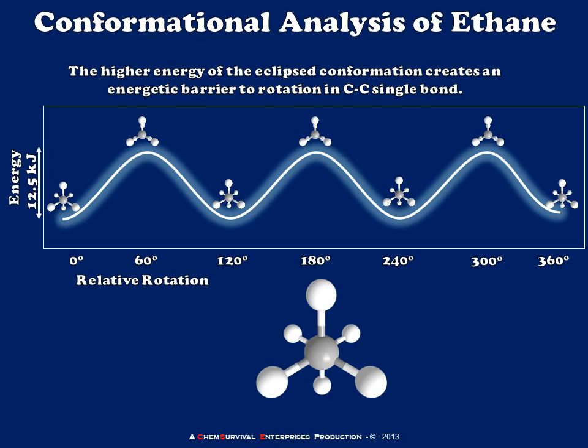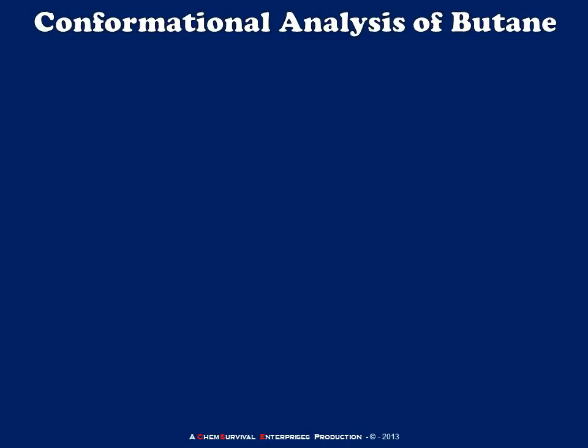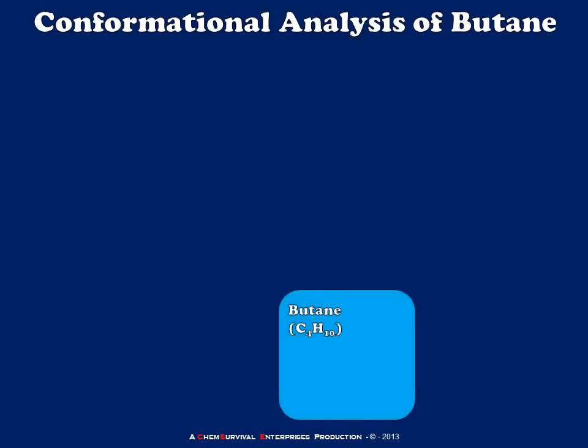But this is not going to be true of butane, so let's take a look at what happens when we add something besides just hydrogens to these 6 positions that stand out during our Newman projection. So now let's take a look at butane, which is a hydrocarbon with the molecular formula C4H10.